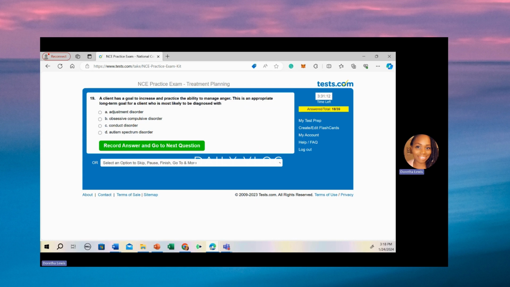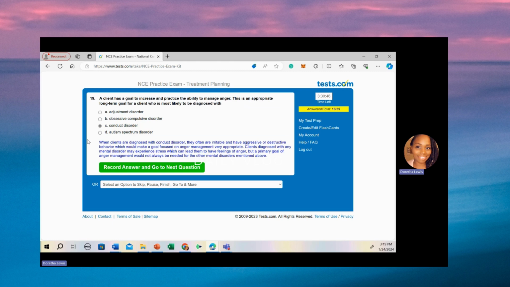A client has a goal to increase and practice the ability to manage anger. This is an appropriate long-term goal for a client who is most likely to be diagnosed with A, adjustment disorder, B, obsessive compulsive disorder, C, conduct disorder, and D, autism spectrum disorder. We're going to go with conduct disorder.